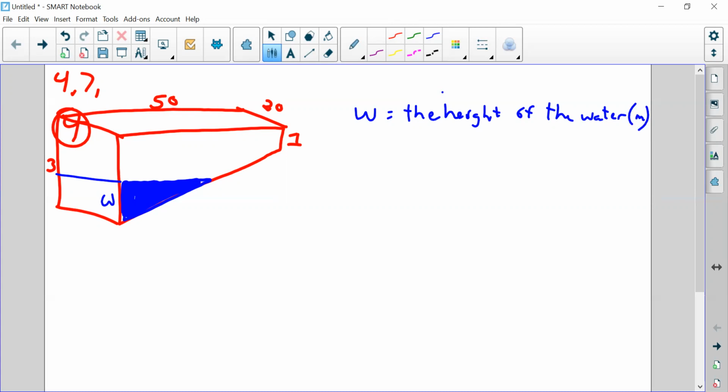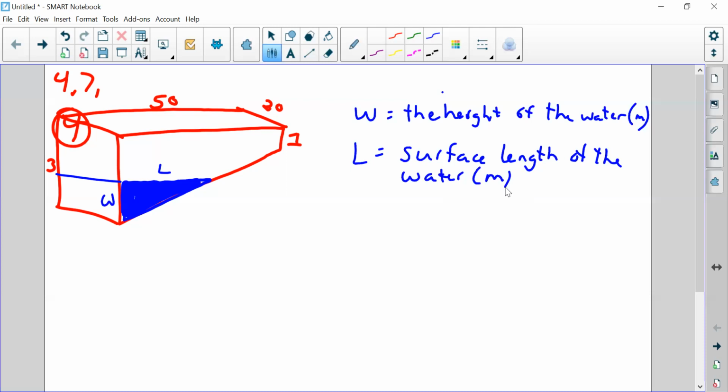And we can let L here equal the length of the water's height, the length of the water, to the top of the water, however you want to state that. How did I say it? The surface length of the water. That's good. And that unit is also in meters.